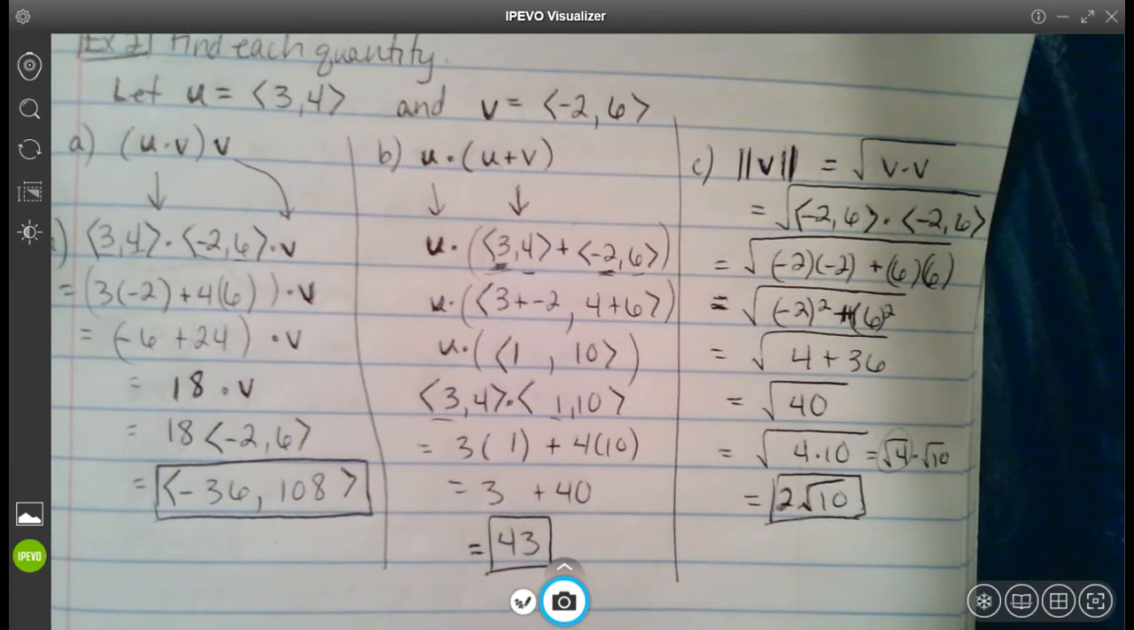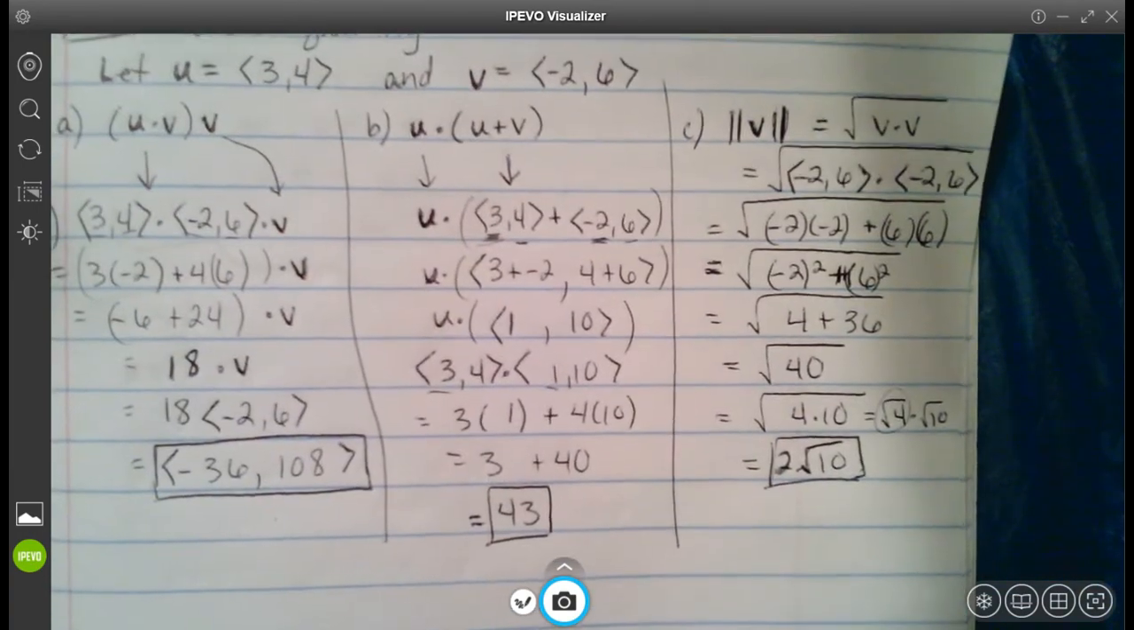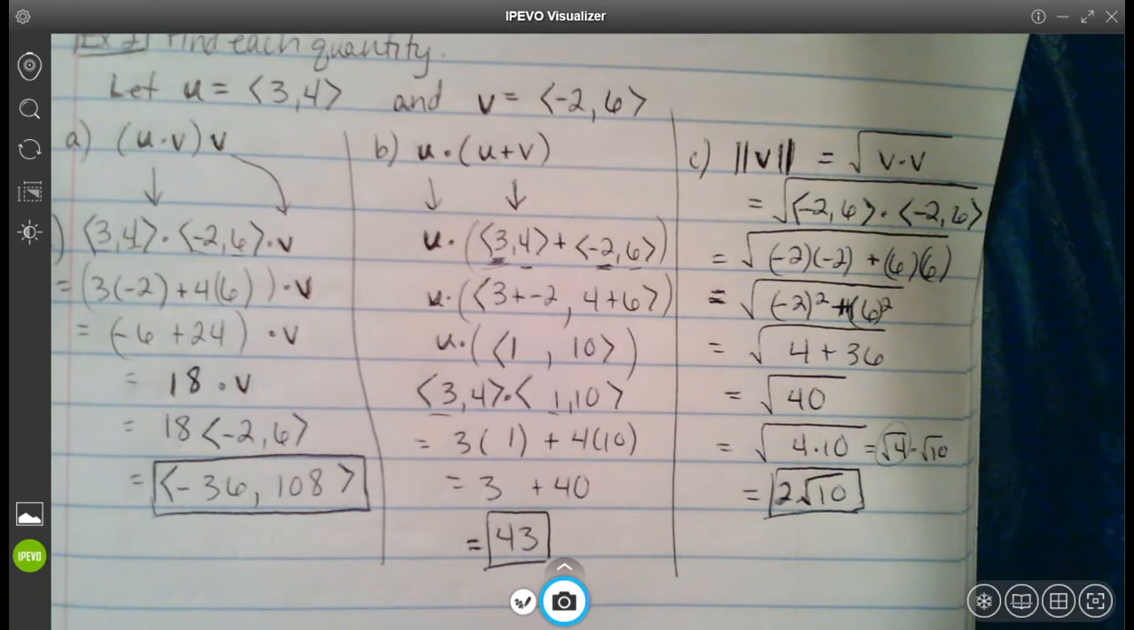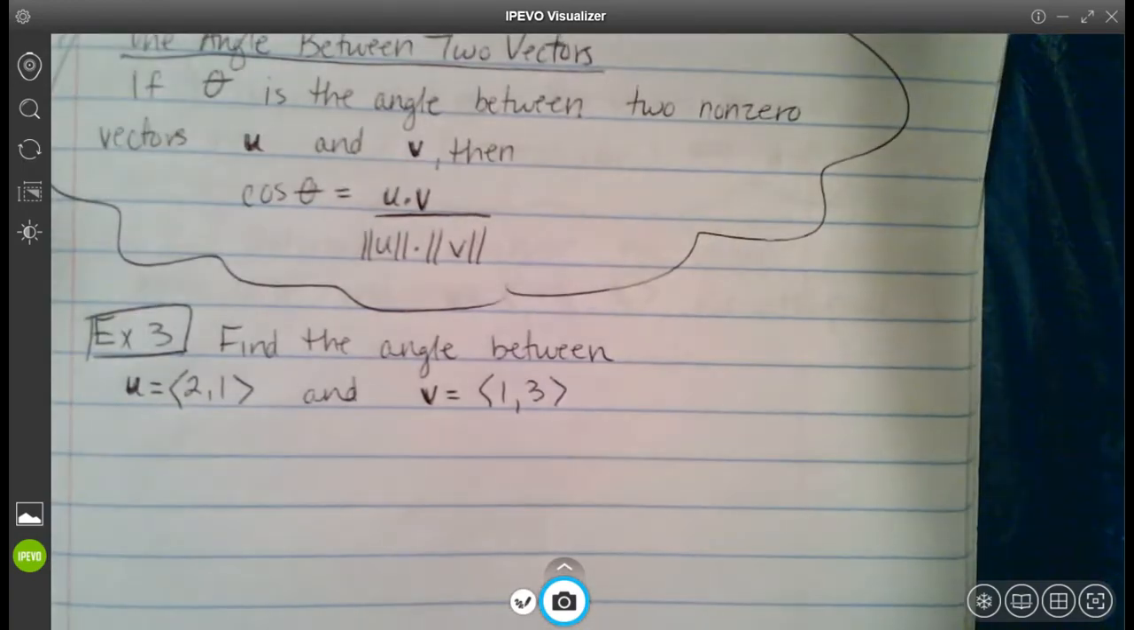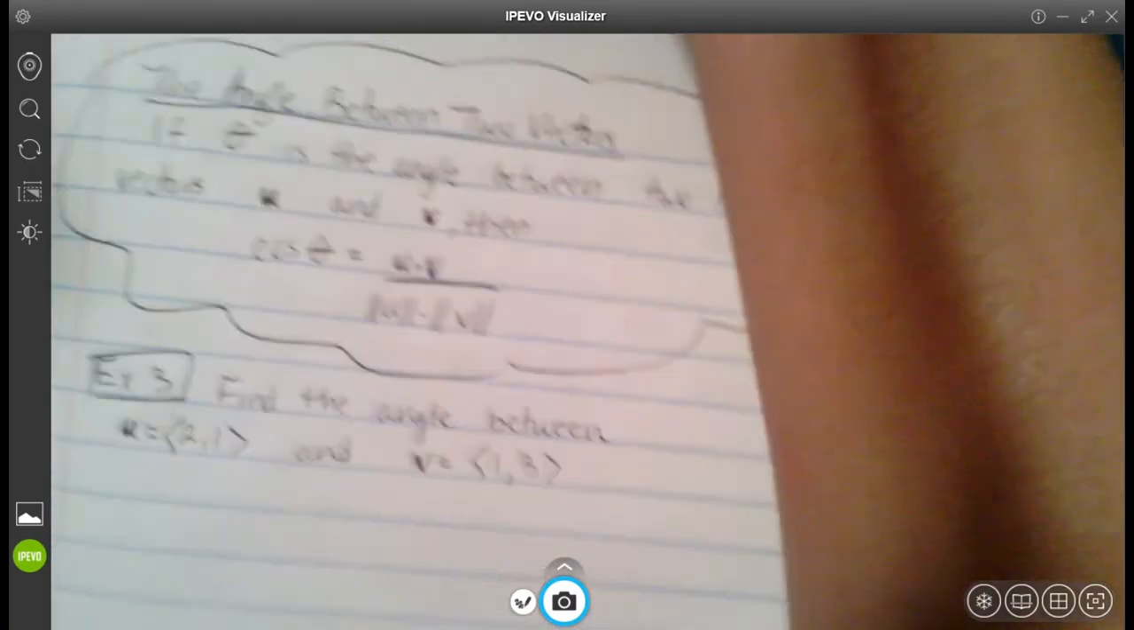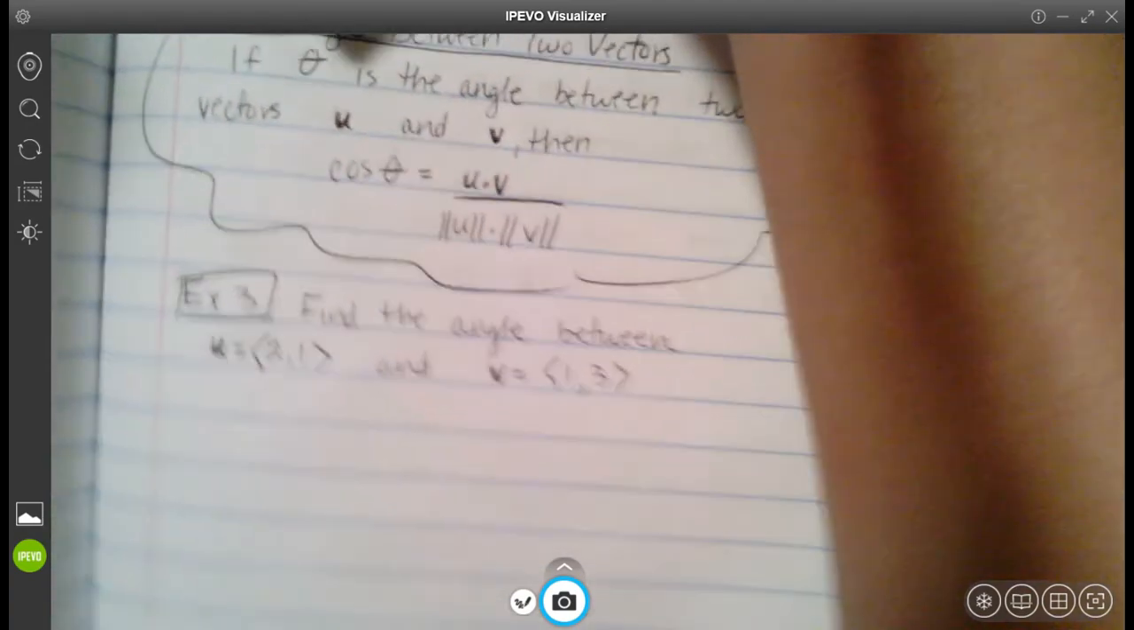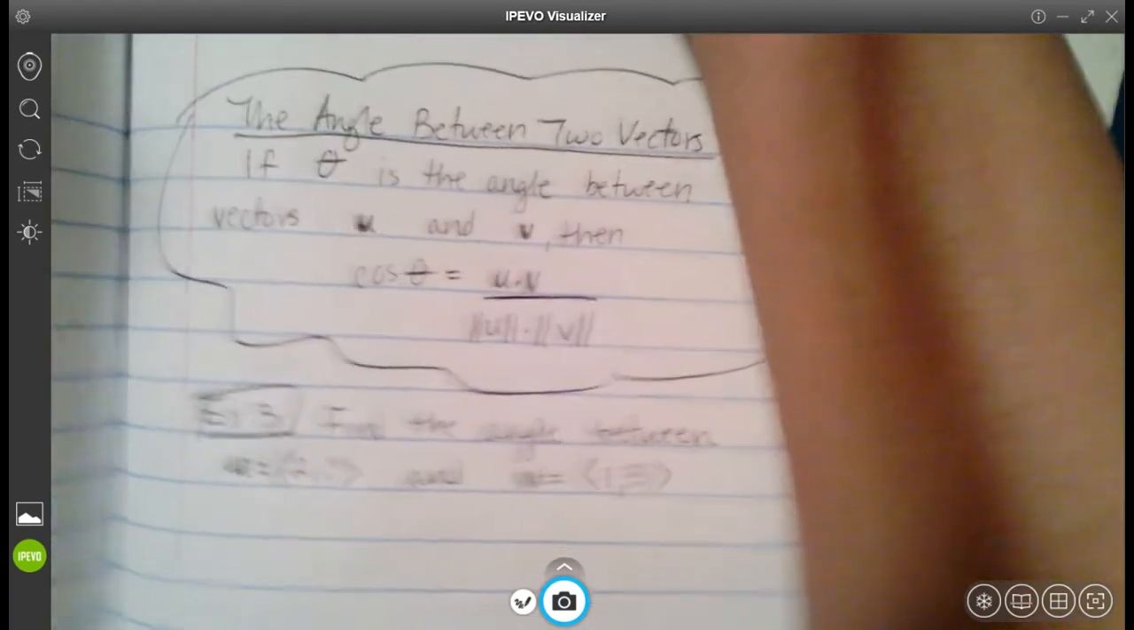Man, I had a lot of room left. If you want, you can put example 3 underneath. I'm going to go ahead and go to my example 3. And we're almost done, guys. We only have, I think, 1 or 2 examples left. So really short video. The angle between two vectors.